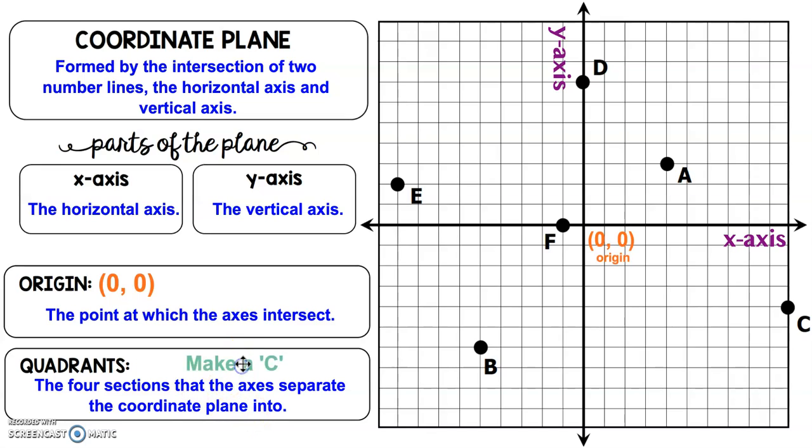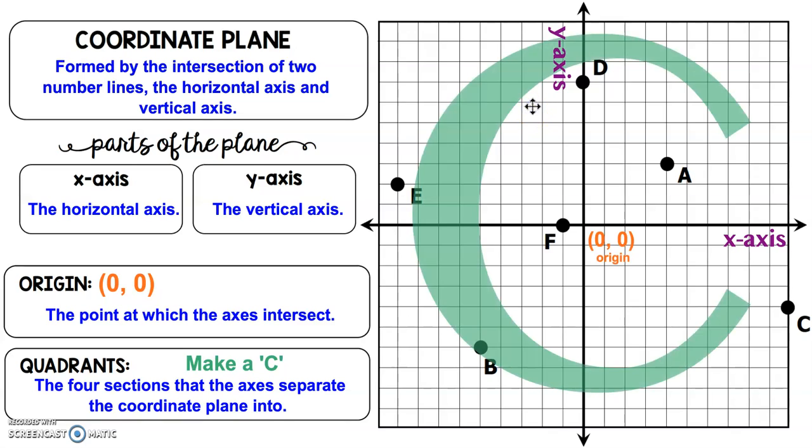The way we number the quadrants is to make a C. That's how you can remember which one's which. So we make a C. We start here to make a C with quadrant 1. Then we continue drawing our C to quadrant 2. Continue our C to quadrant 3. And then lastly quadrant 4. So these are the parts of our coordinate plane. Now let's use these to plot some points.